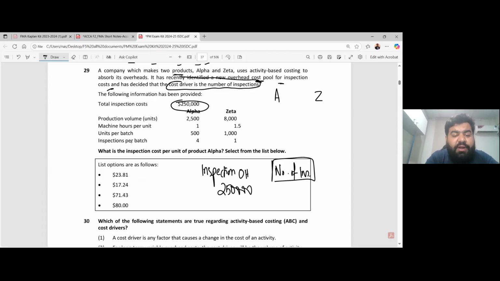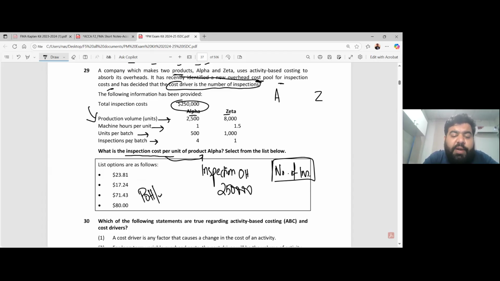Now what he has given under the question is some data: alpha and zeta, production volume in units, machine hours per unit, units per batch, inspections per batch. So now what they are asking us is to calculate the inspection cost per unit for alpha. Inspection cost is the overhead, right?